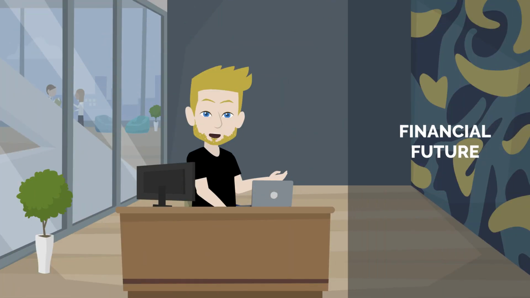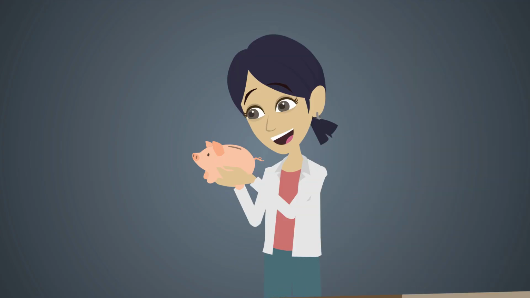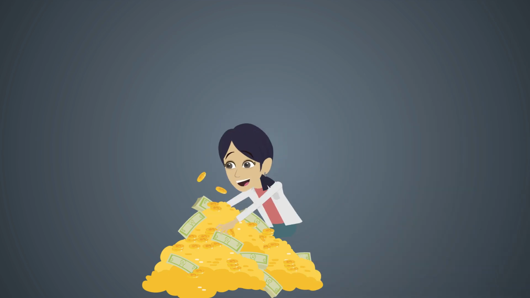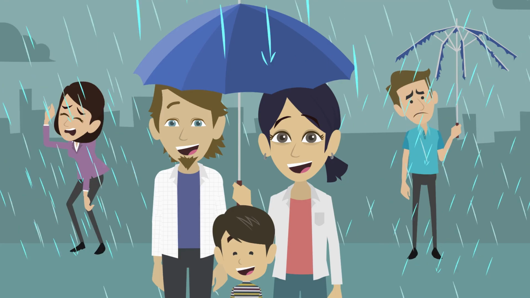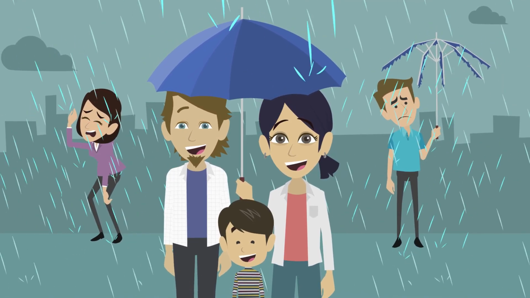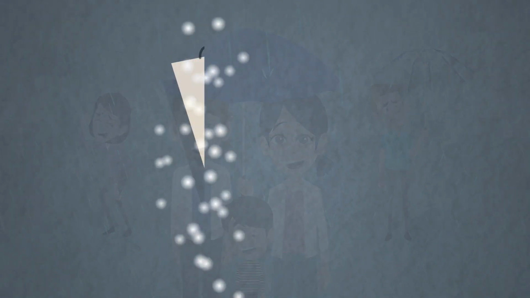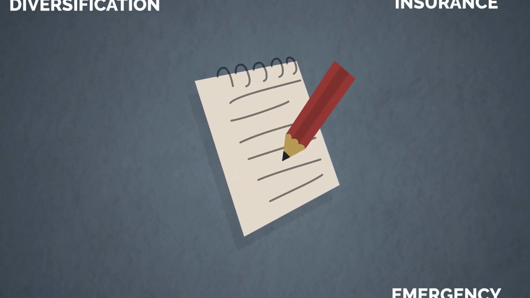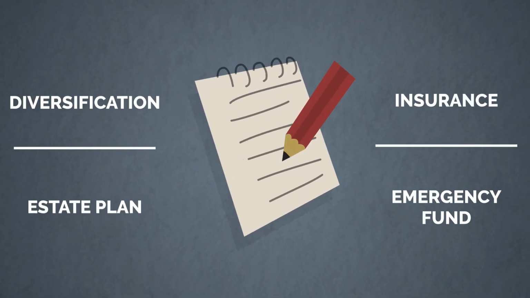When planning for your financial future, it's exciting to focus on savings, investments, and wealth creation. However, it's equally important to consider how you'll protect yourself and your loved ones from unexpected events. A comprehensive financial plan should include strategies to mitigate risks when life doesn't go as planned.